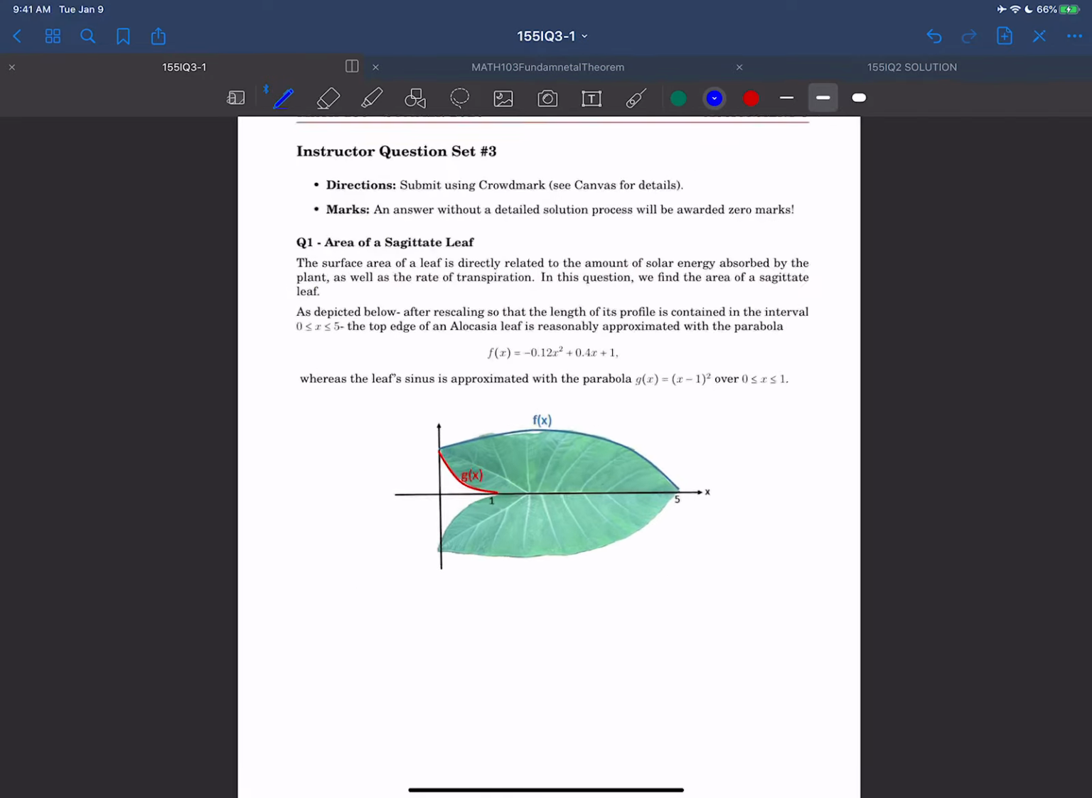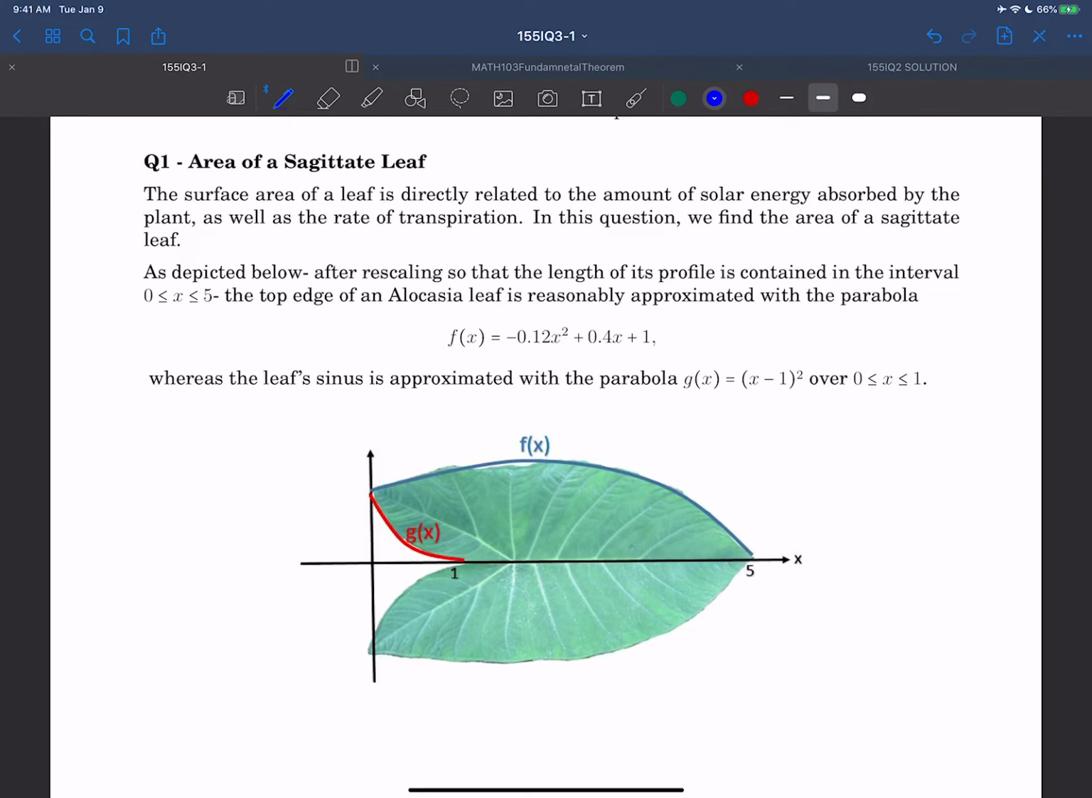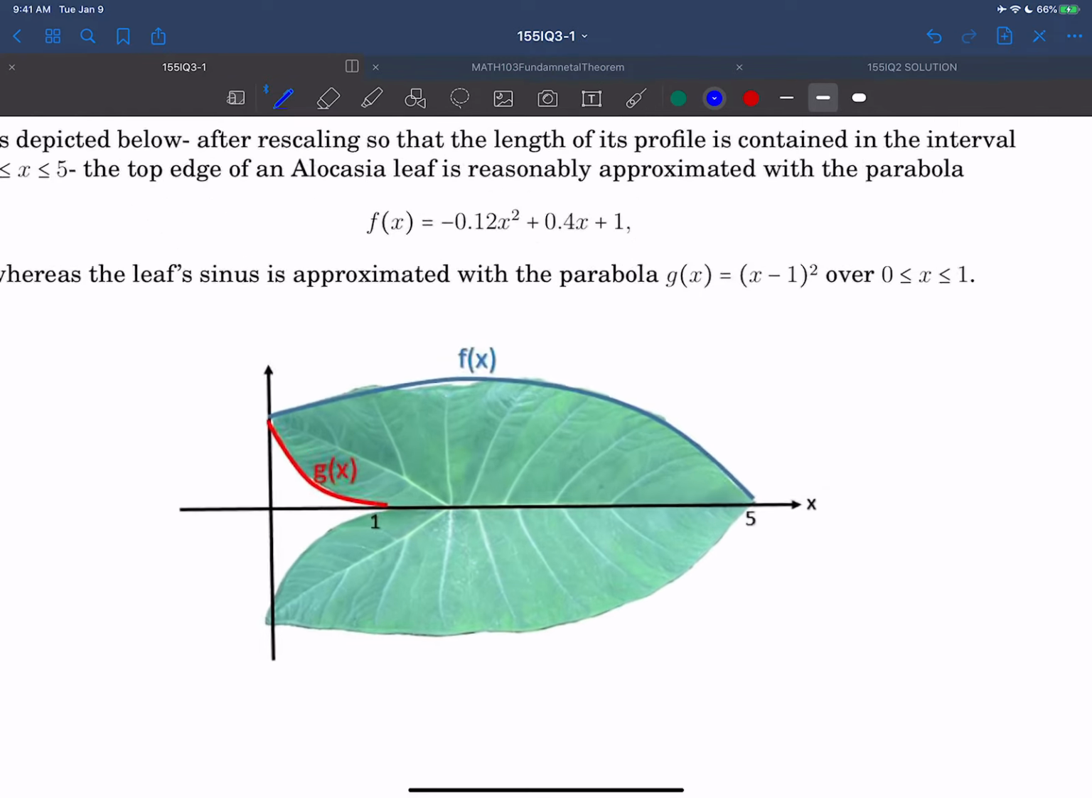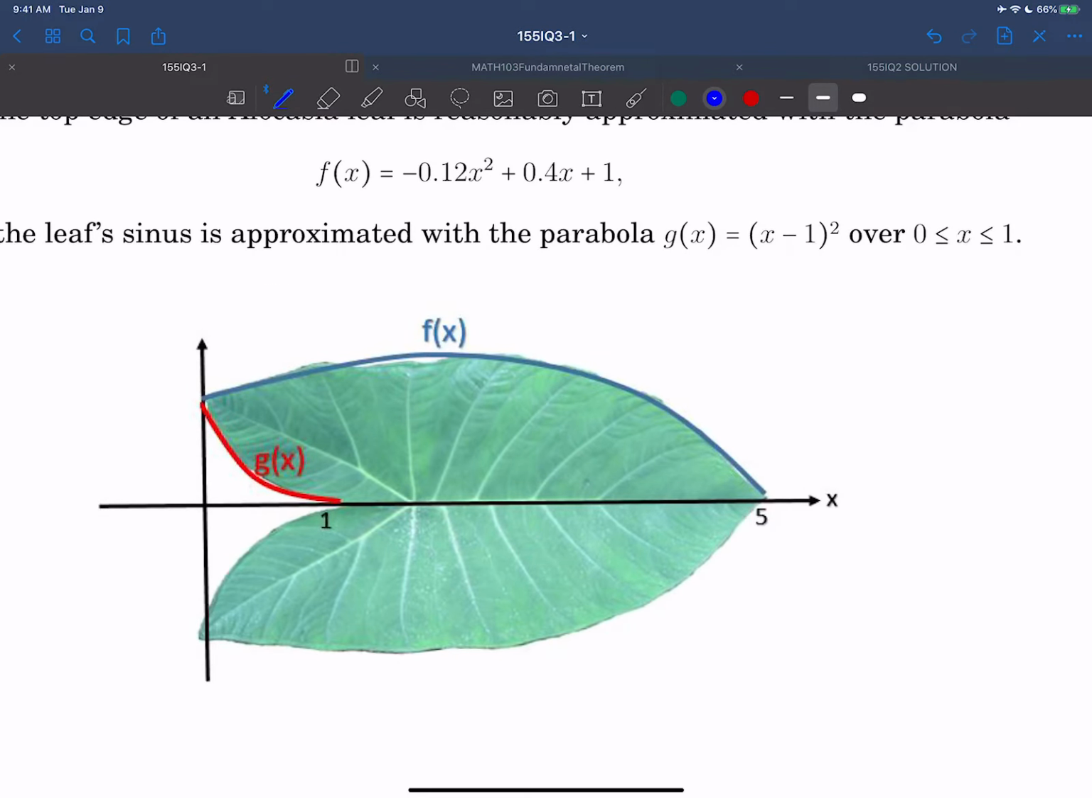What we're doing here in the first part is the area of a leaf, which they have cleverly made in this case. I'm going to try to give a picture here. They say this edge of the leaf could be approximated by a function which they call f of x, and the function is given like this. So this edge here is the edge f of x. Then they have another edge of this leaf, which we call g of x.